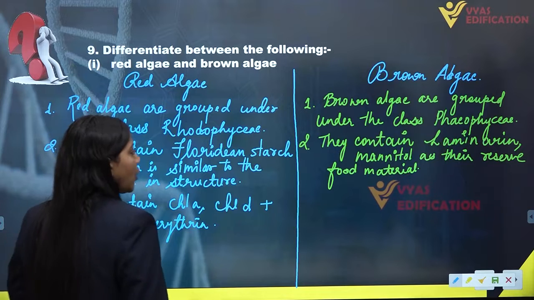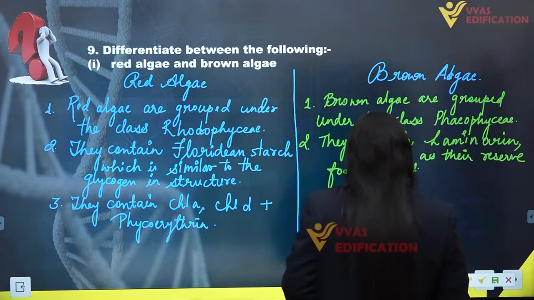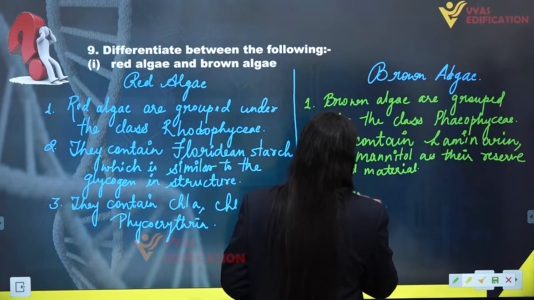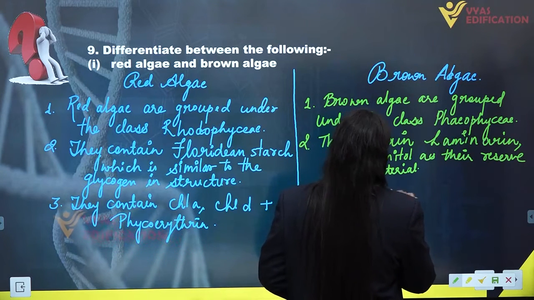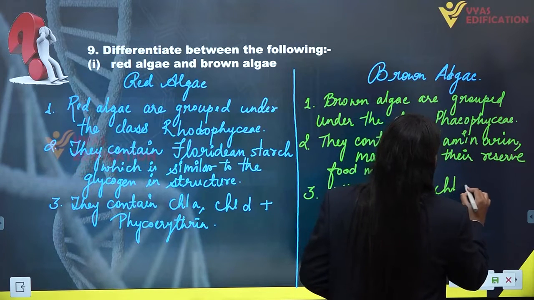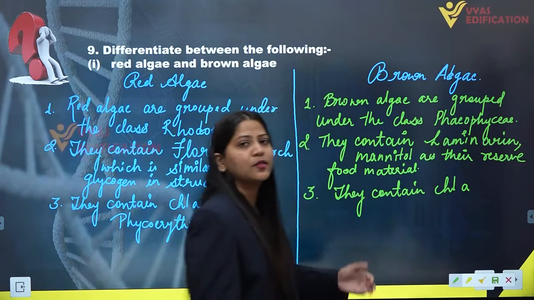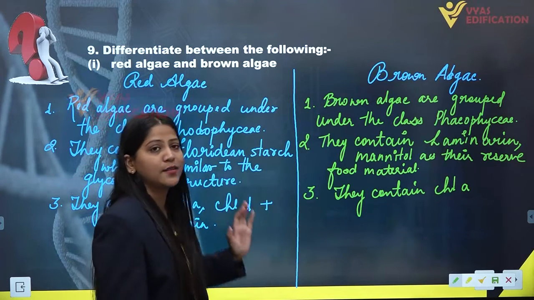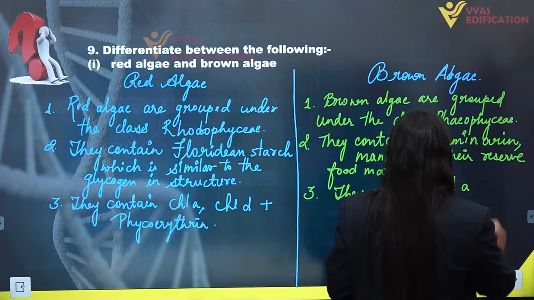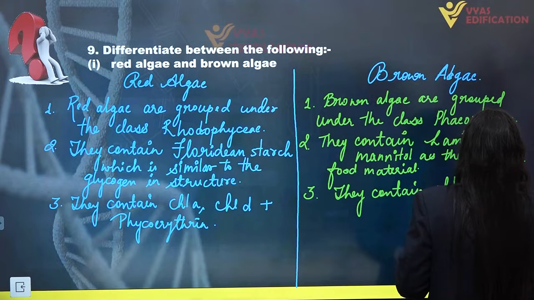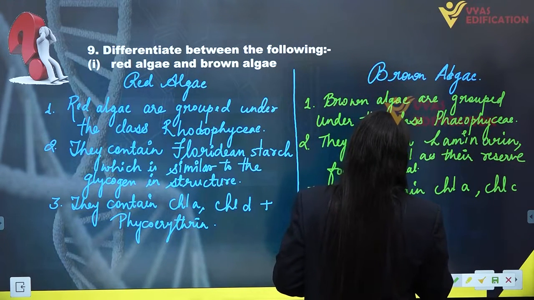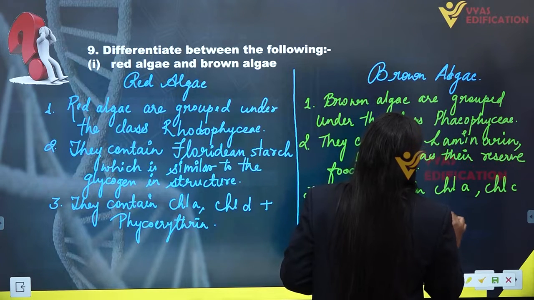Alright, if we are talking about the pigments present in brown algae or Phaeophyceae, they contain chlorophyll A. Chlorophyll A is common in all of the three classes of algae, Rhodophyceae, Chlorophyceae and Phaeophyceae. So they contain chlorophyll A, chlorophyll C and also they contain fucoxanthin.